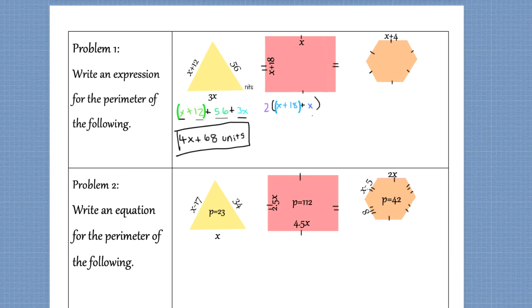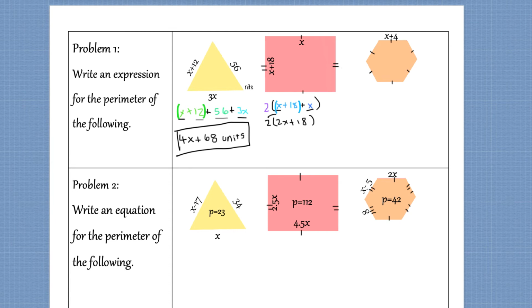And so to solve this, first we're going to solve inside of the parentheses, and we're going to combine like terms inside. And so we have the x and the x that we're going to combine first. So that's going to be 2 times 2x plus 18. And now that everything inside the parentheses is simplified, we can use the distributive property and we can multiply out everything to get our final answer.